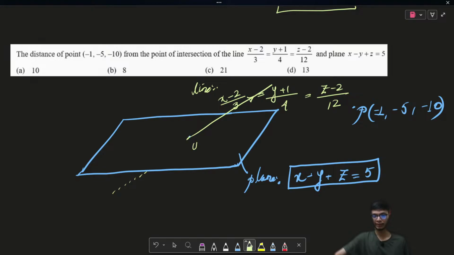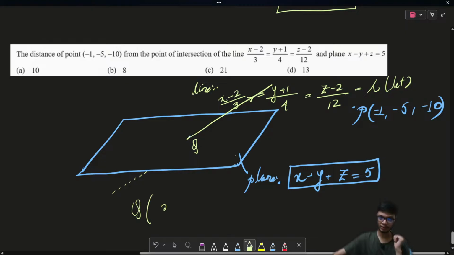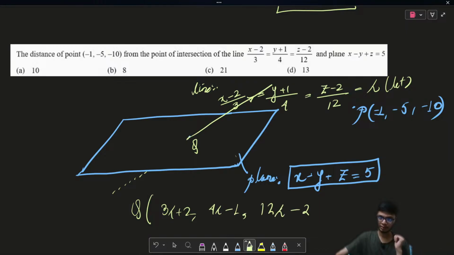In order to find the point of intersection of this line and the plane, the simple fundamental concept is that we assume this ratio to be some lambda. Any parametric point on the line can then be given as 3 lambda plus 2, 4 lambda minus 1, 12 lambda plus 2. Now since this point Q is the intersection of the line and the plane, this point Q will obviously lie on the plane. This is the fundamental concept.